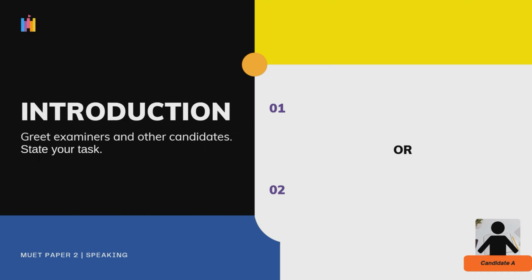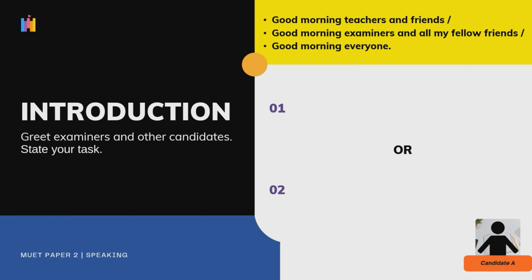The first one, introduction. In your introduction, you need to greet the examiners and other candidates in the group. Then state your task. Let's take a look at some ways to greet the examiners and also other candidates in the group. The first one, good morning, or good afternoon, teachers and friends. Second one, good morning, examiners and all my fellow friends. Good morning, everyone. These are some of the examples that you can use when you want to greet the examiners and other candidates in the group.